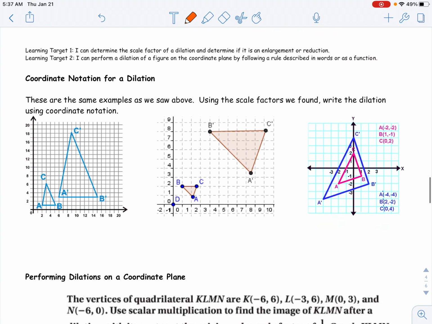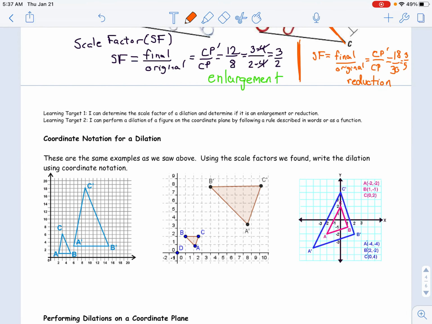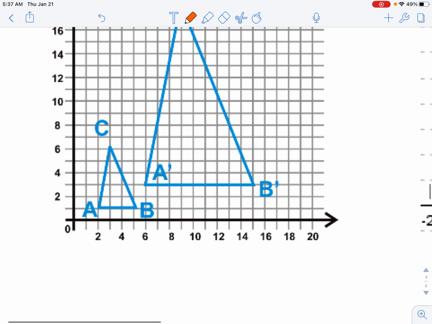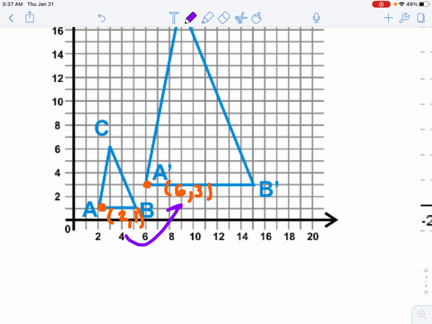All right, so now let's just practice coordinate notation for a dilation. We did some just in space, just chilling. Now we're going to do it in a coordinate plane. There's a bunch of ways to do this. One way, my favorite way, is this. Let's look at A. The coordinates of A is 2, 1. Let's look at the coordinate of A prime. A prime is 6, 3. So what am I multiplying by? What's my K? It's 3. That's the most famous way.